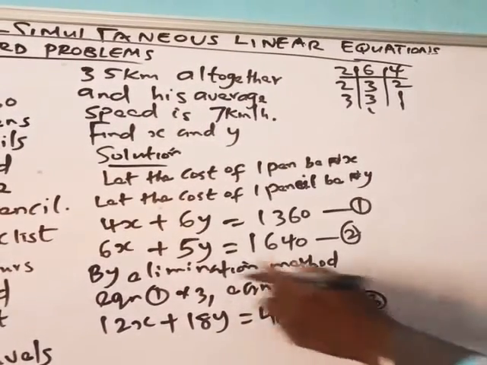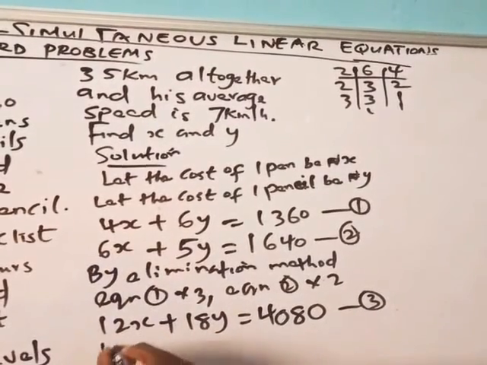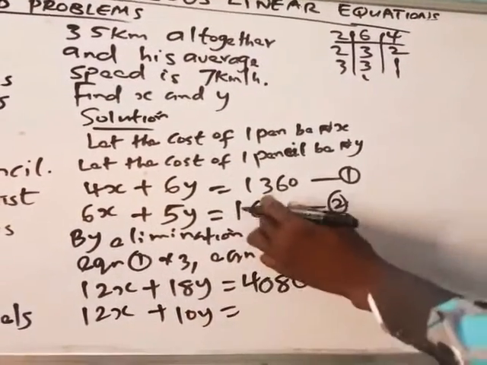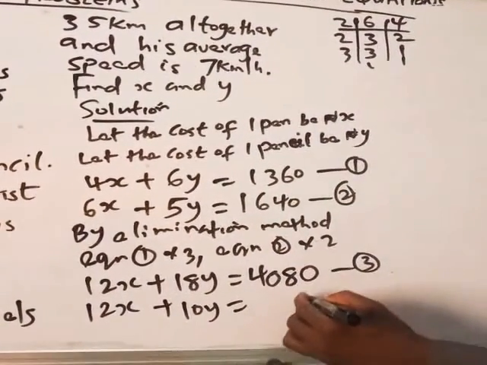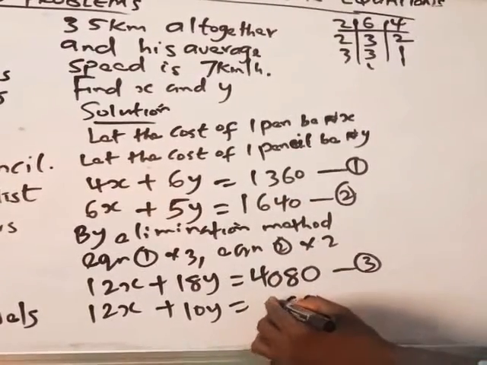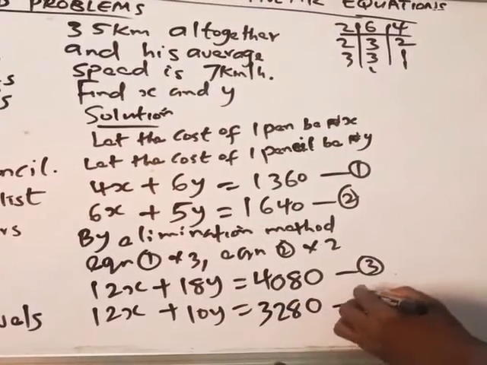Equation 2 times 2. 2 times 6x will give us 12x, plus 2 times 5, 10y, then 2 times 1640: 2 times 0, 0; 2 times 4, 8; 2 times 6, 12, carry 1; 2 times 1, 2 plus 1, we have 3. This is a new equation 4.